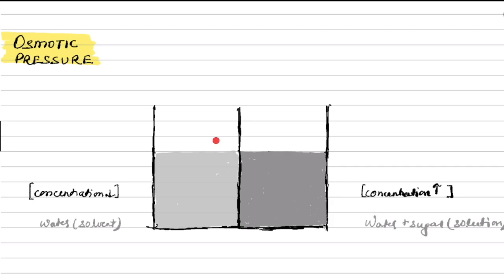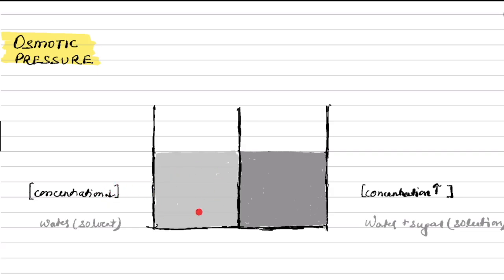Here I have two compartments of these beakers. The right side one has water plus sugar. So it's a solution where the sugar concentration is more, right? And the left side is a lighter area, where I wanted to show the concentration is less. Actually, this is just water. You can say sugar concentration is zero, but we can just say that concentration is less.